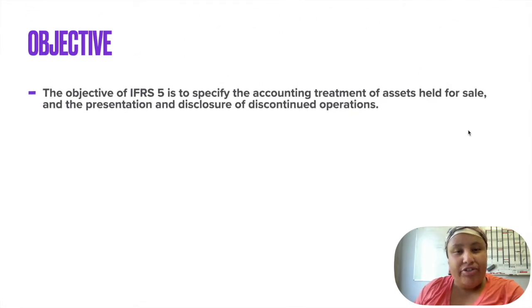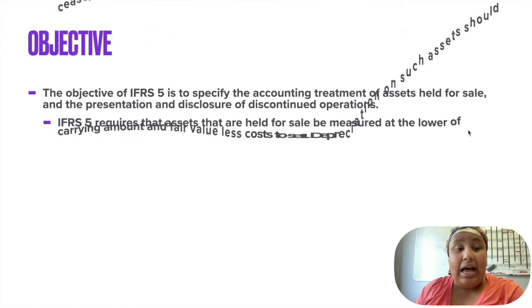So the objective of IFRS 5 is to specify the accounting treatment for assets that are held for sale, and the presentation and disclosure of discontinued operations. So that really is what the standard is about.